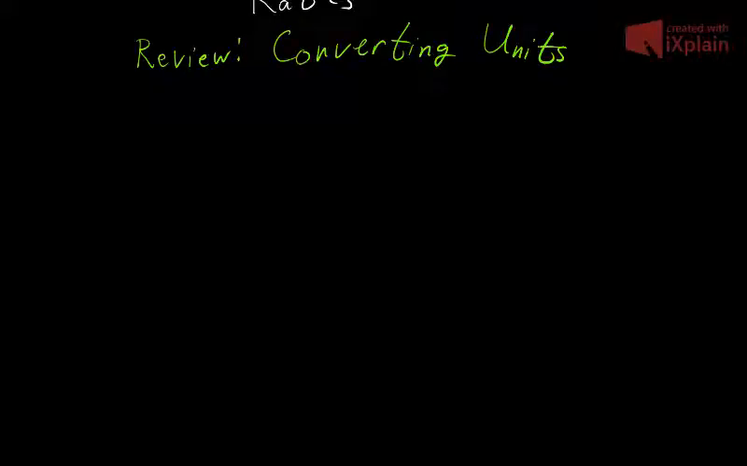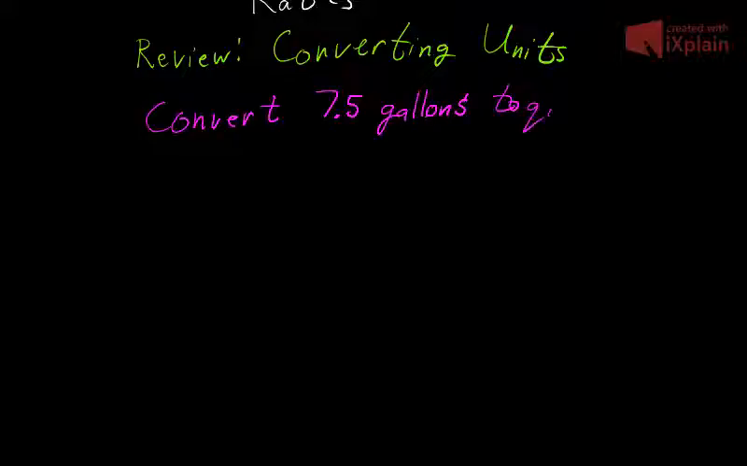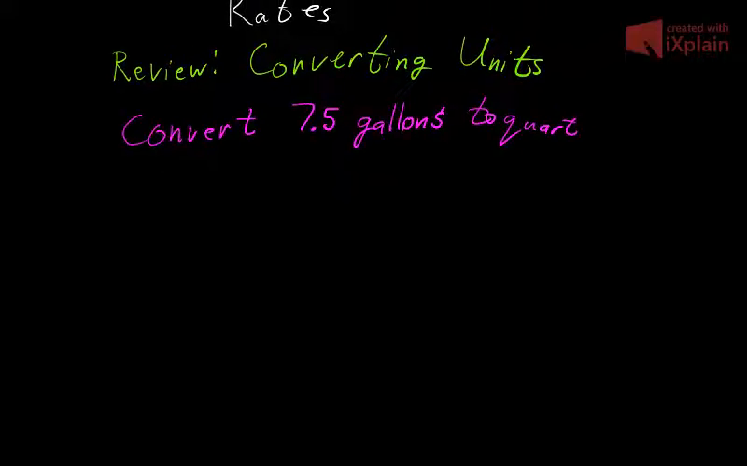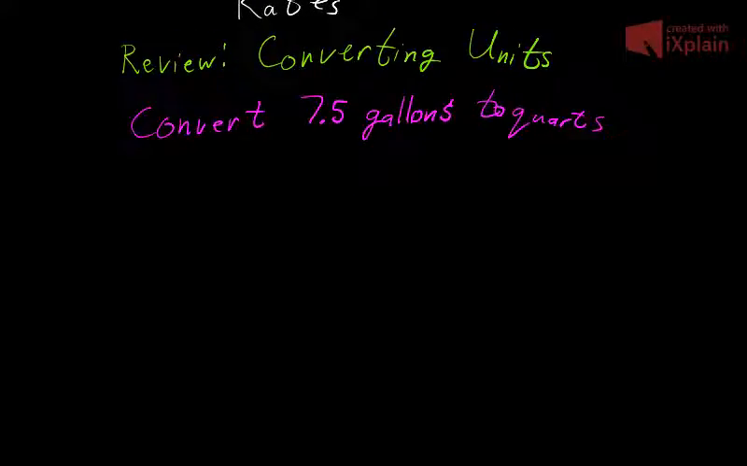So to do converting units, my favorite example is to convert 7.5 quarts, sorry, wrong way, gallons to quarts. So if I want to convert 7.5 gallons into quarts, what is it that I should do?